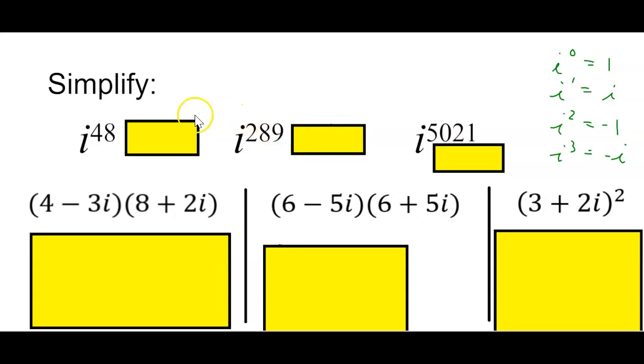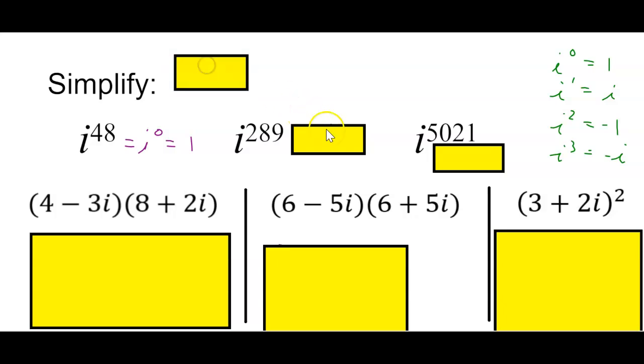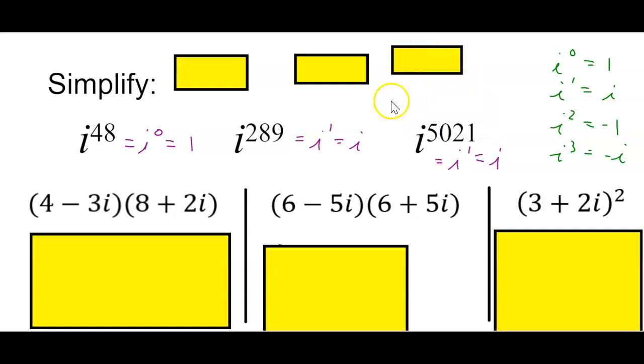All right, so hopefully what you were doing was dividing the powers by 4 and seeing where in the cycle you fell. So these represent remainders when we divide the power by 4. Remainder 0 would be equivalent to 1. Remainder 1 would be equivalent to i. And remainder 1 again equivalent to i. It doesn't matter how large those powers are, we do the same thing every time.